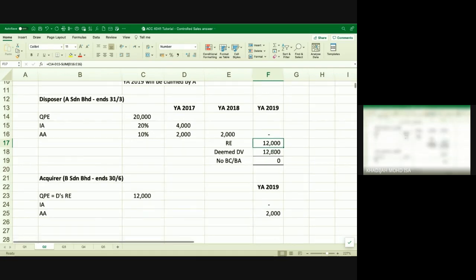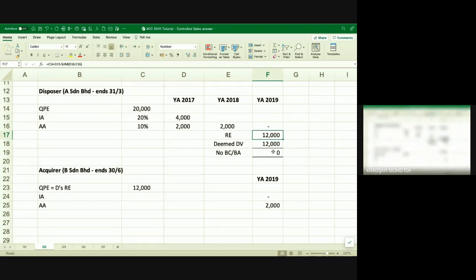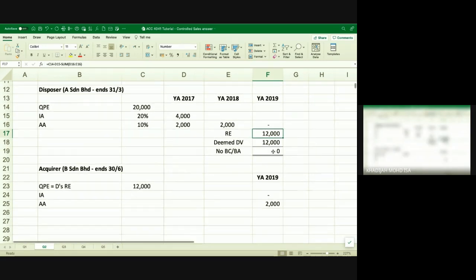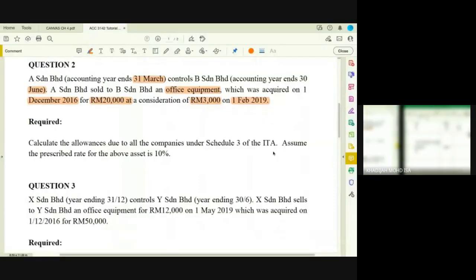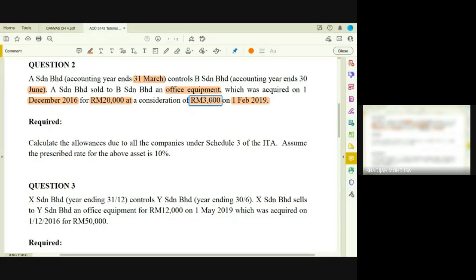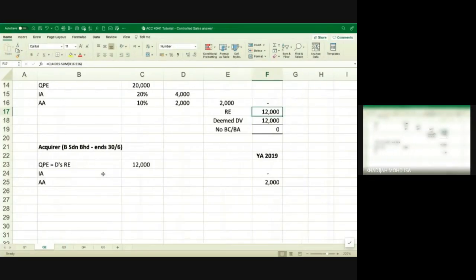So your RE is 20,000 minus 8,000, so you have an RE of 12,000. Because it's a controlled transfer, your disposal value is deemed to be your RE, which is 12,000. Because of that, there's no gain, no balancing charge, no balancing allowance. To the acquirer, even though he paid 3,000, the acquirer can have a 12,000 QPE or RE.